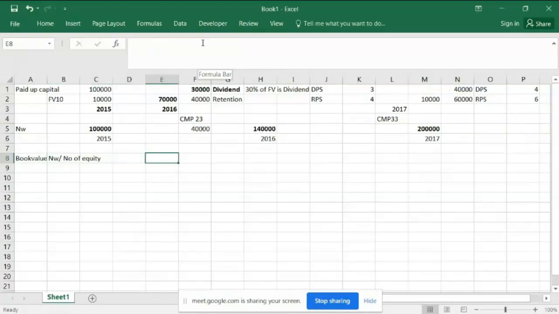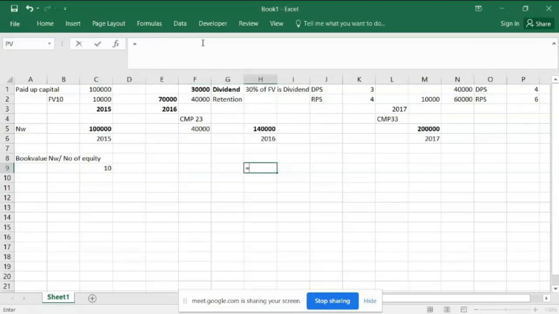So the book value of shares is calculated. During the year 2015, the net worth of the company is 1 lakh rupee divided by the number of shares issued by the company. The number of outstanding equity shares available with the company is 10,000. Hence, the book value per share is 10 rupees during the period 2015.